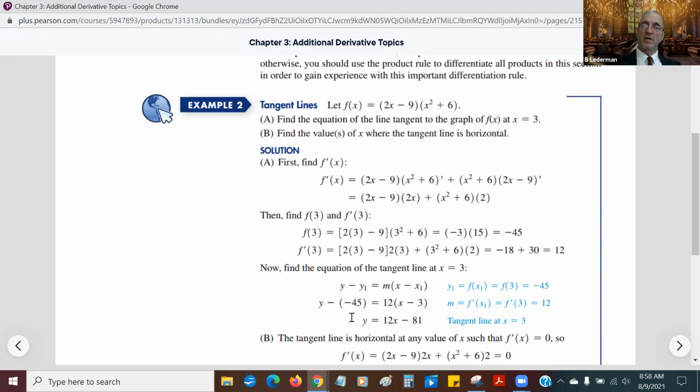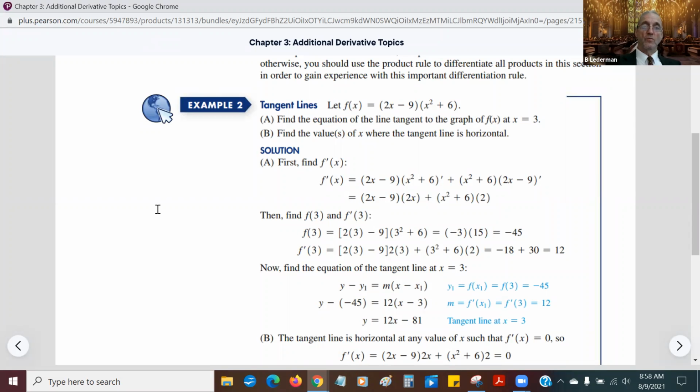The y1 is negative 45. That's what we just calculated. M is 12 because that's f prime of 3. So the slope of the tangent at that point is going to be 12. And that's going to give us y equals 12x minus 81.